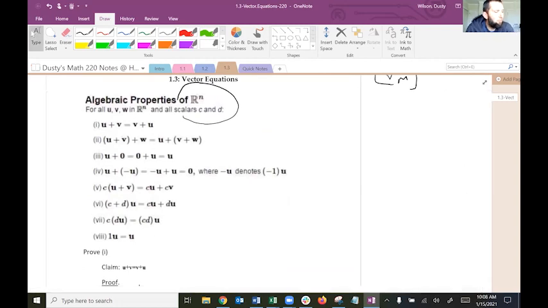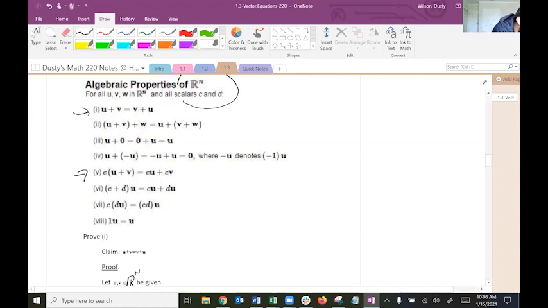So I want to start by focusing in on some of these algebraic properties of vectors, and I want to use this as our opportunity to do our first proofs of linear algebra. All right, so I'd like to prove two of these. The two I'm going to prove are this one and this one. So the first property is that u plus v equals v plus u.